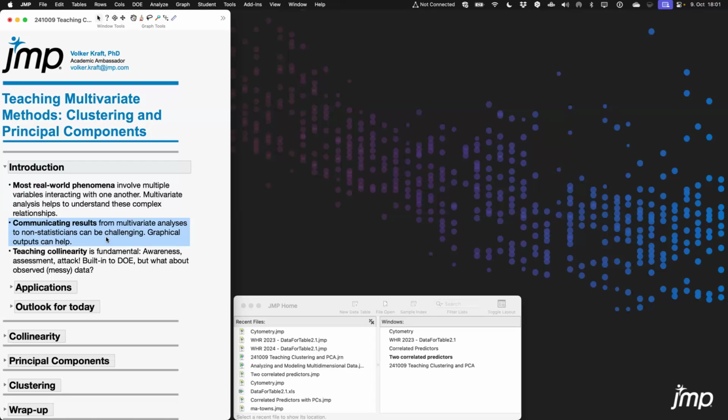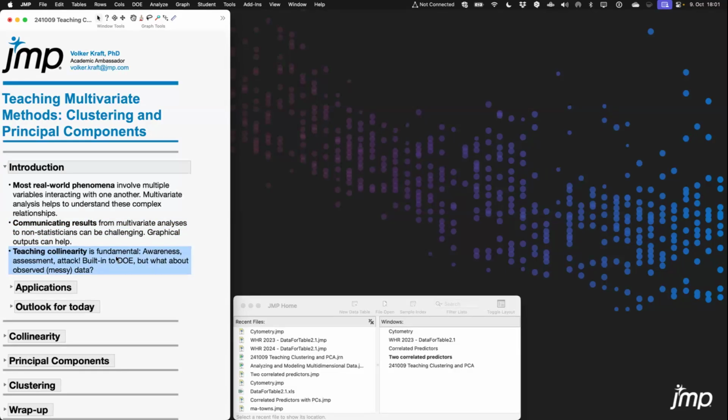And with these more complex problems, you typically also end up with more complex solutions. So also communicating these solutions, maybe to a naive audience, can be challenging. And here JMP comes in very handy with all the graphical outputs you will also see today.